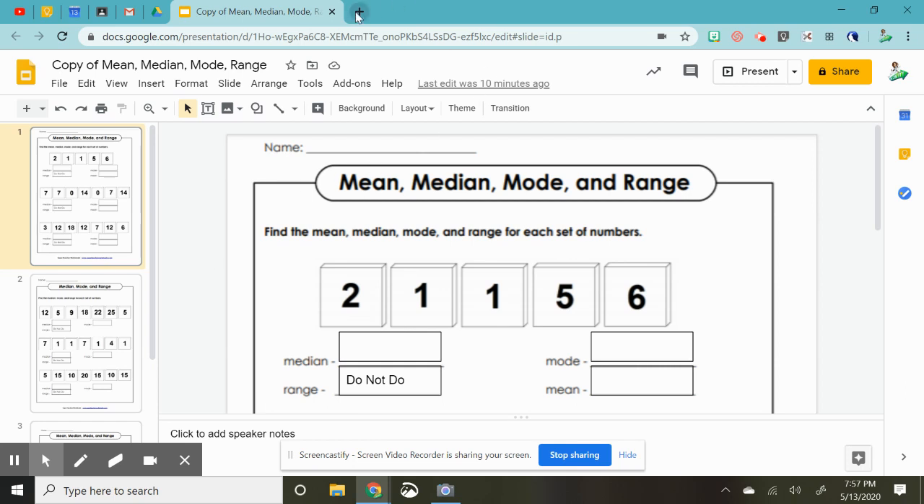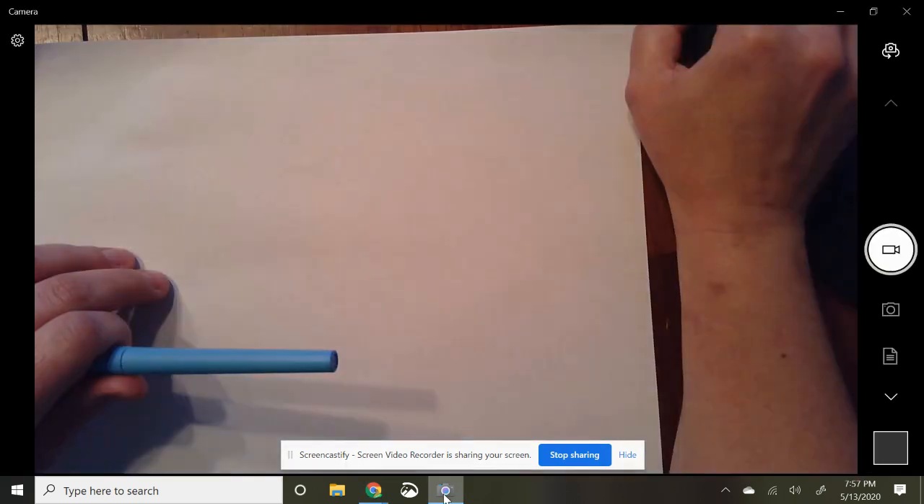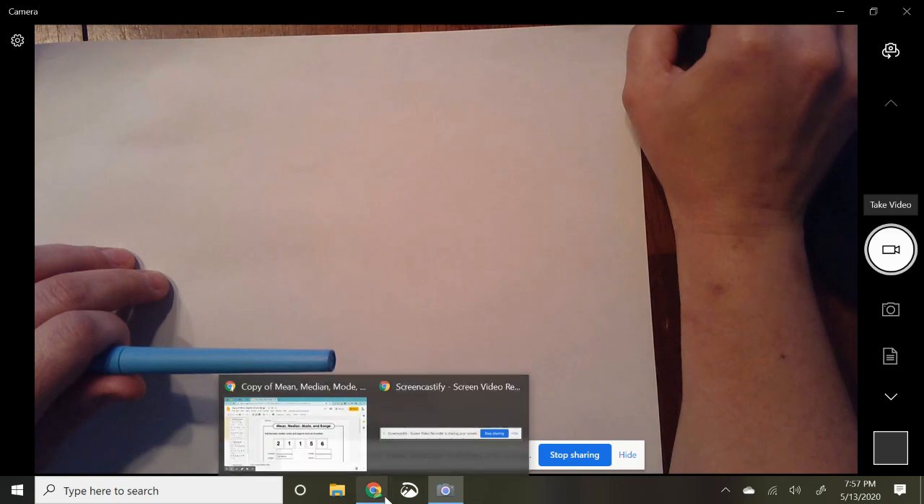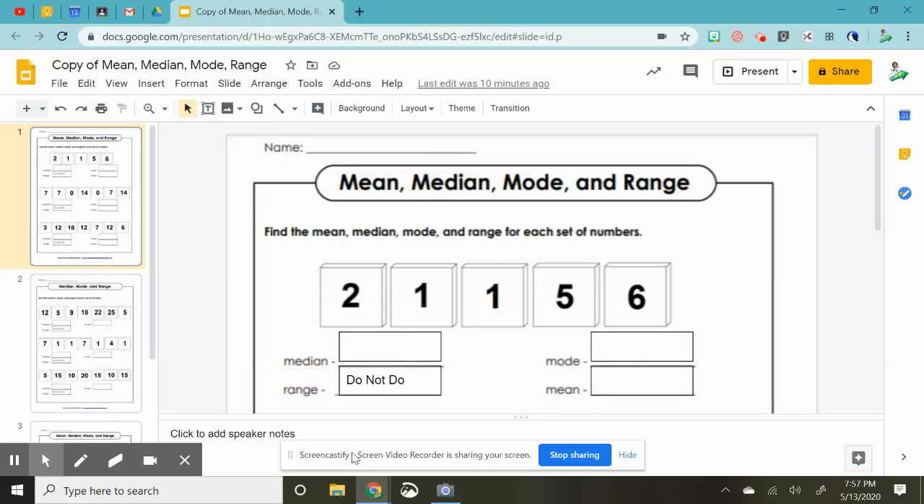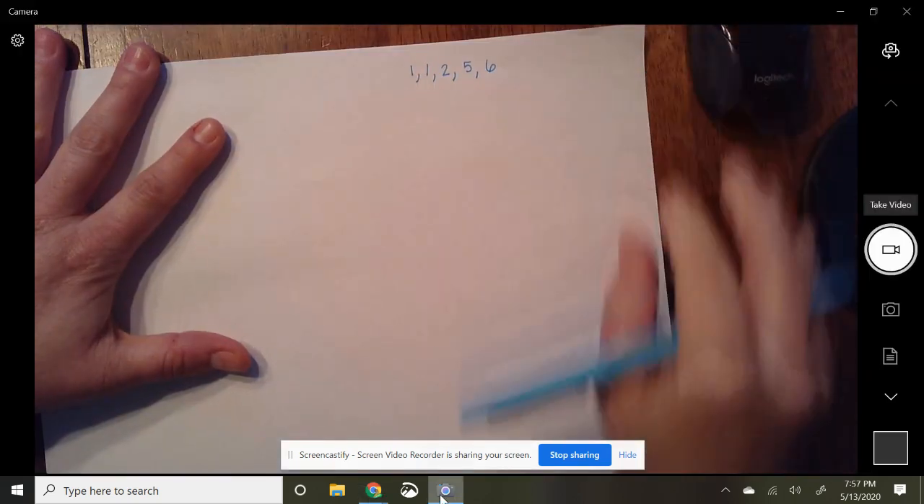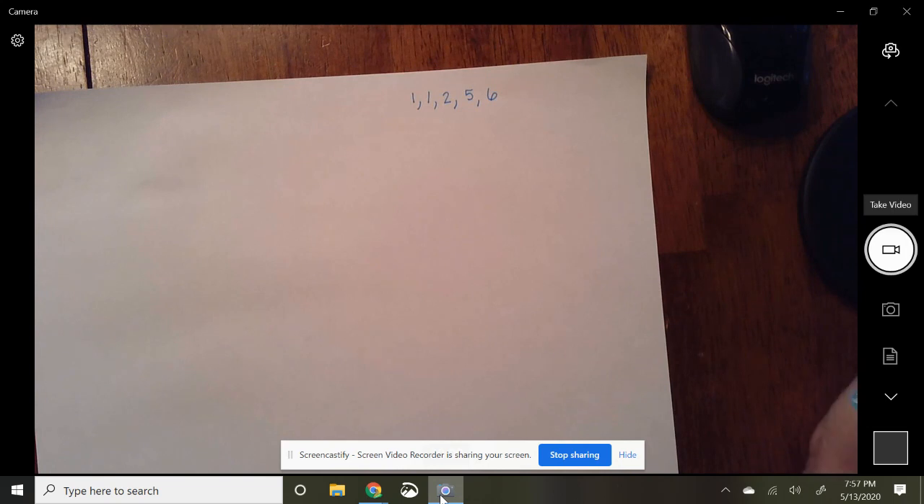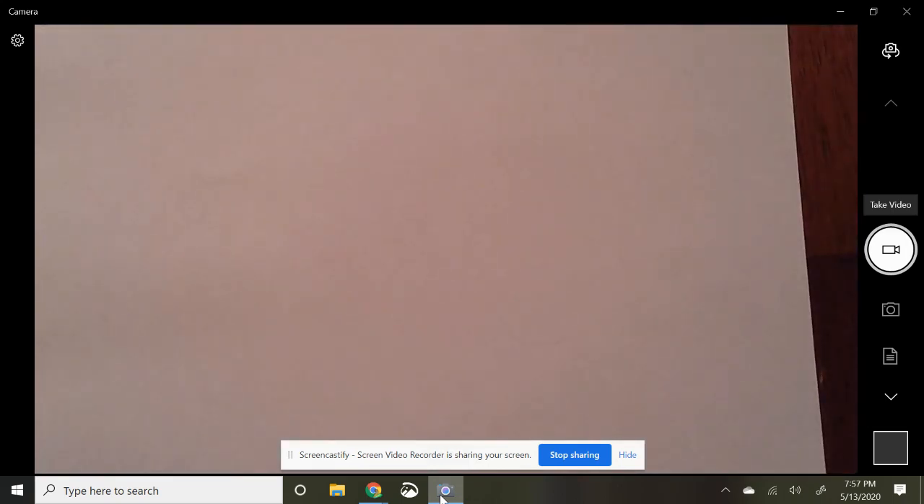I don't know if I'm able to actually split my screen. I don't think I can. So we're just going to have to do this the best we can. So I'm putting a 1, 1, 2, 5, 6. So all I did was put them in counting order, like that. I need to zoom in a bit.